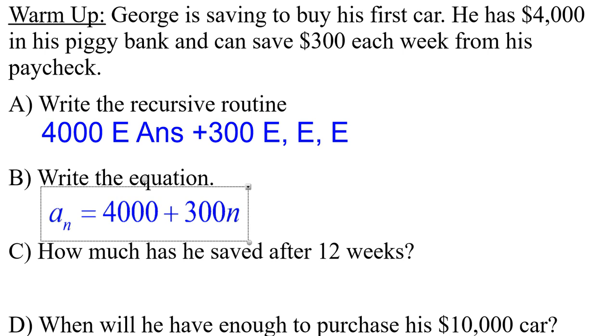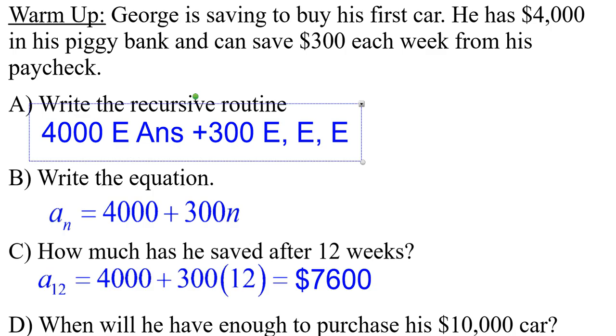How much can George save after 12 weeks? Well, the number of weeks is basically the number of terms in your sequence, which is 12. So if I substitute that in, do a quick calculation, I end up with $7,600 saved after 12 weeks.